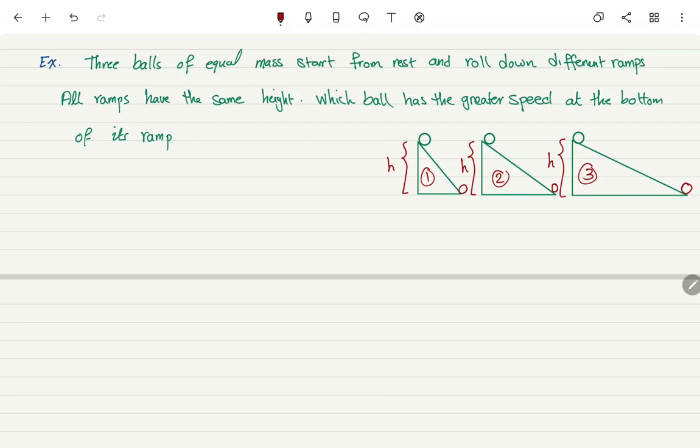Now let's see. In this case, if we take work total equals delta K, in other words, work total equals half m v final square minus half m v initial square. Since all the balls start from rest, this one here is equal to 0. Now work total, as we mentioned before, we have 4 different cases: spring, gravity, external force, and friction. Now, we have no spring, no friction, and no external force. The only force we have here is the gravitational force.